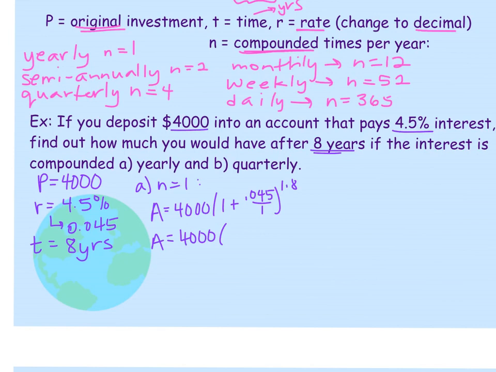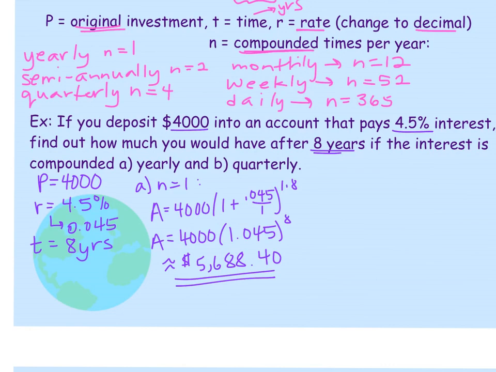1 plus 0.045 over 1 is just 1.045. 1 times 8 is 8. Type that into your calculator, and you should get approximately $5,688.40. That would be how much you would have after 8 years. You go from $4,000 to $5,688.40.